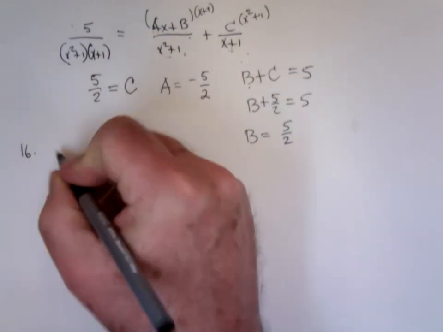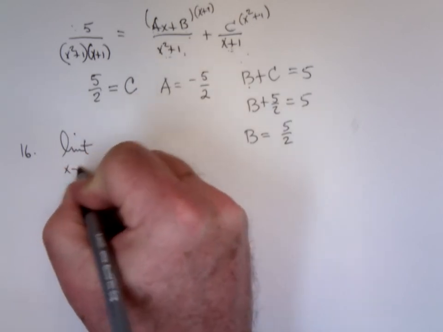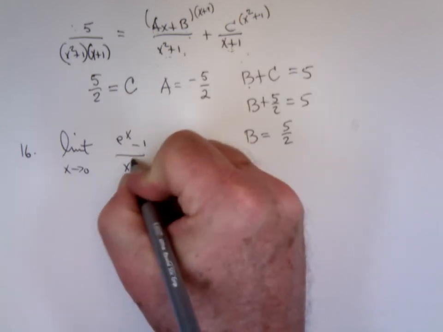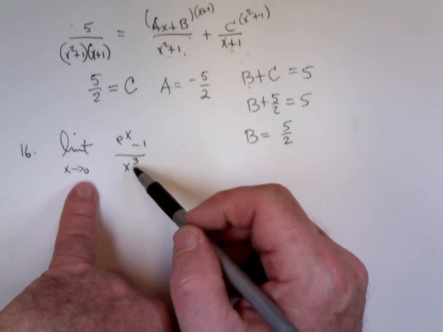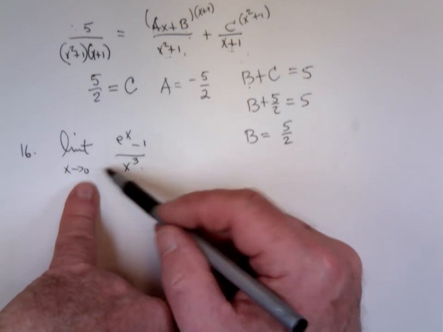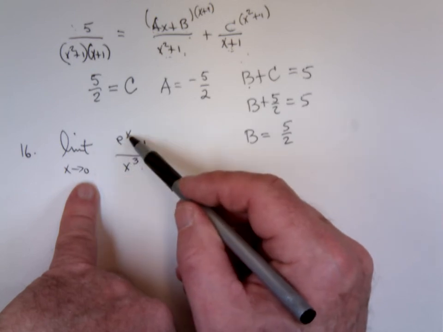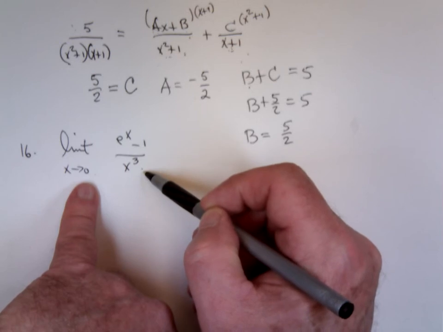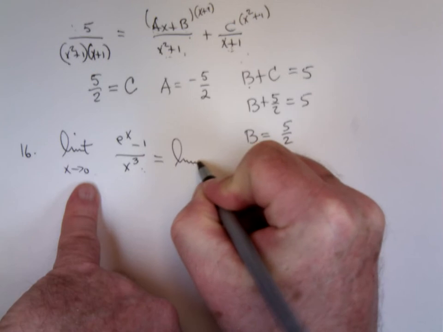The limit as x goes to 0 of (e to the x minus 1) over x cubed. What do you do? You look at the numerator and the denominator. As x goes to 0, this is going to 1 minus 1, which is 0, and this is going to 0. You get 0 over 0, an indeterminate form, so we use L'Hopital's. Take a derivative of each.